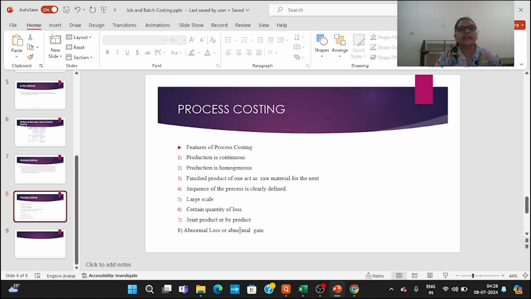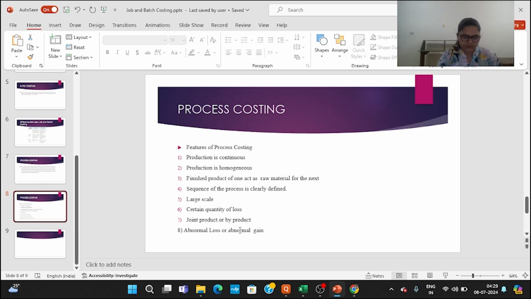Now, next is industries where process costing is applied. It can be manufacturing industries like iron, steel, cement, paper, rubber, etc. It can be chemical industries like perfume, soap, oils, medicines, etc. It can be the mining industry: mineral oil, coal, sulfur, gold, iron, zinc, etc. Public utility works: electricity generation and distribution, water, gas supply, etc. These are the industries where process costing can be applied.